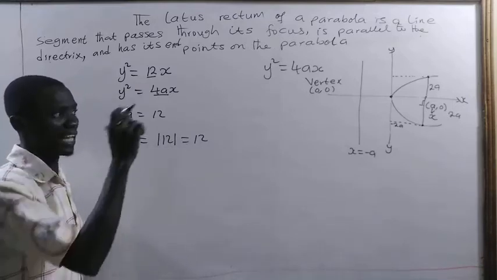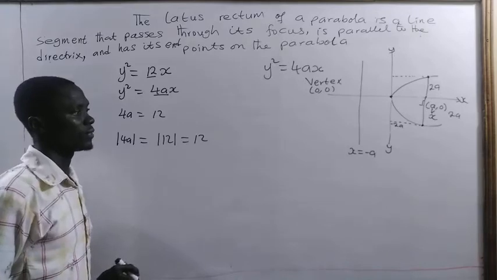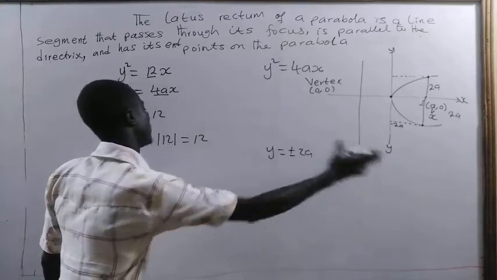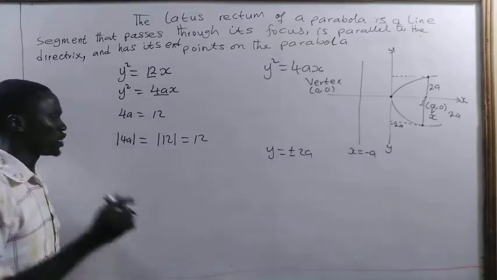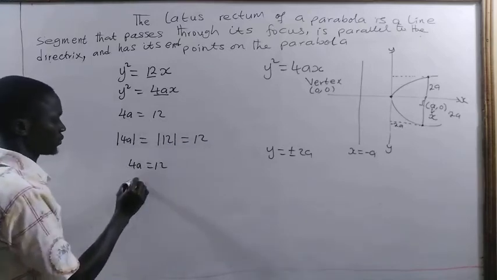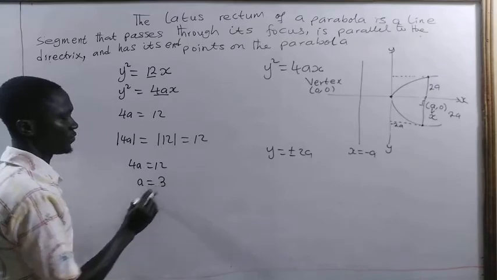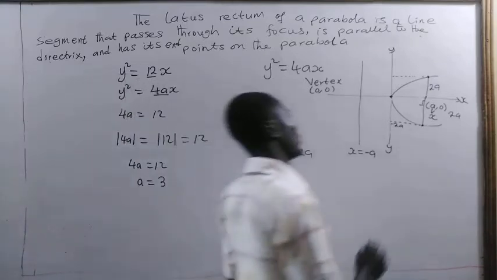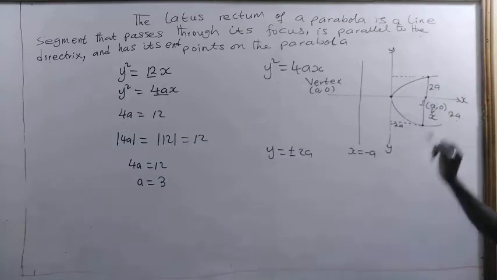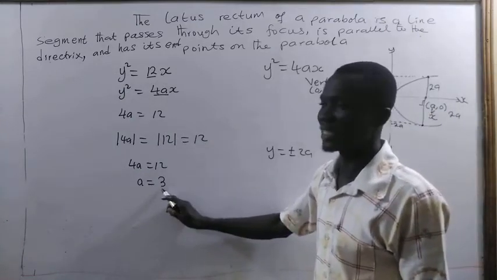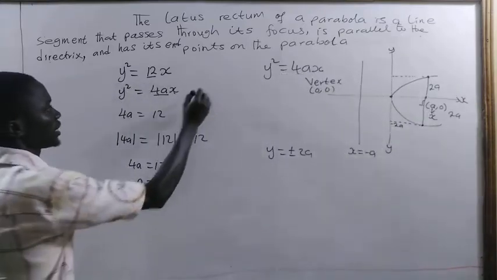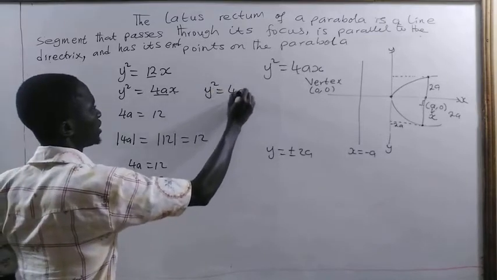Now, how do we determine the endpoints of the Latus rectum? I stated that it is y equal to plus or minus 2a. But if you cannot remember this, don't worry, there's still a way out. Let's continue with what we have here. We have 4a equal to 12, and we have a equal to positive 3. We said that since we have assumed that the distance from here to here is a, it means that the x-coordinate is a. So if a equal to 3, then x equal to 3. Very simple as that.